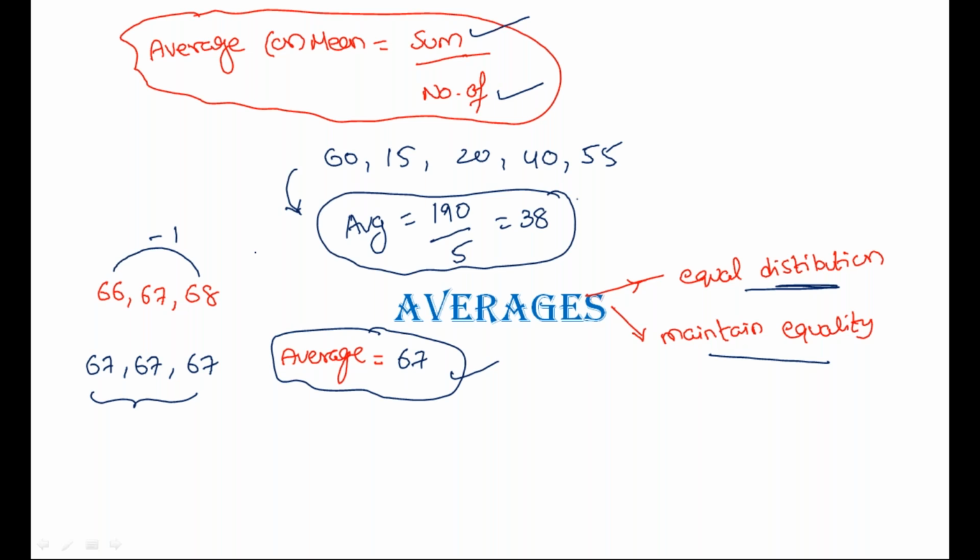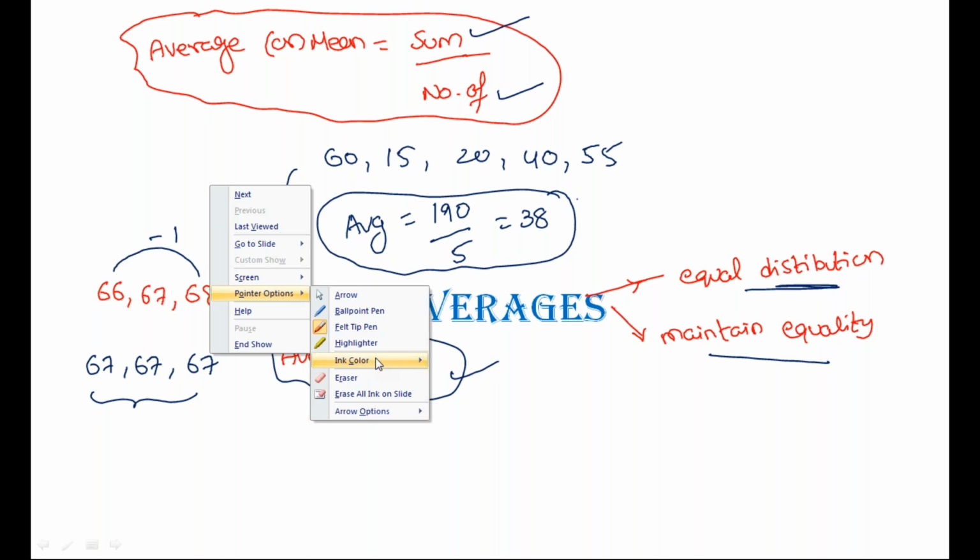So it is the same thing. In fact, if you do the equal distribution, you will get the same. But when you have more numbers, it is very difficult to perform equal distribution manually. That's why sum by number of items is designed. Hope you understand the purpose of average. Is it clear? Excellent, guys.